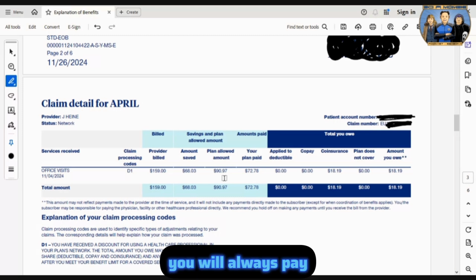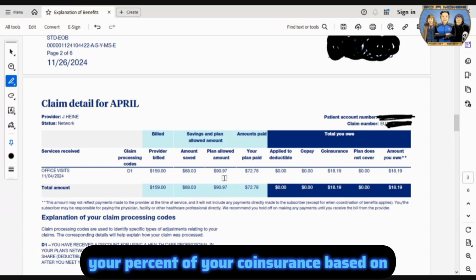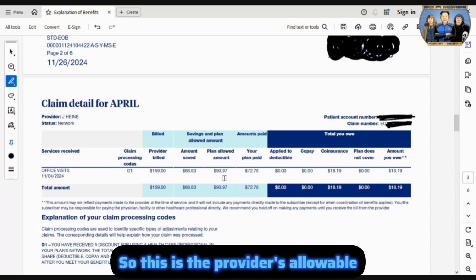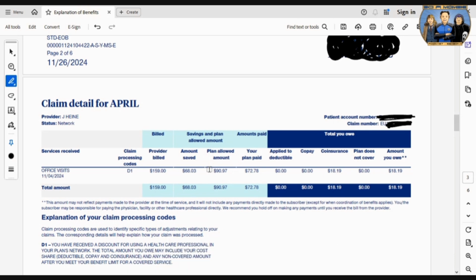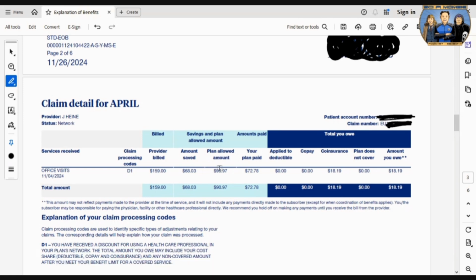So you will always pay your percent of your co-insurance based on the provider's allowable. So this is the provider's allowable. It says plan allowed, but it's really the provider's contracted allowable. Okay.